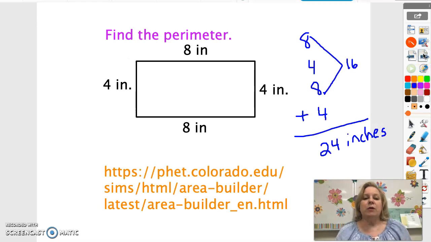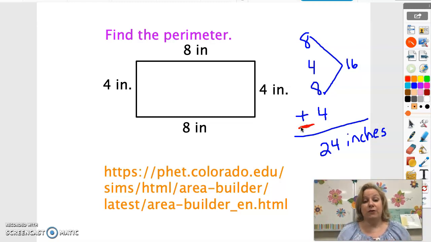All right, so we're going to find the perimeter of the same shape that we just did for area. Here you see that there are measurements for each side of our rectangle. So for perimeter, I am going to be adding each one of those sides. Really important: adding.